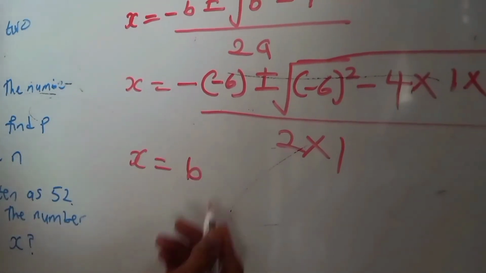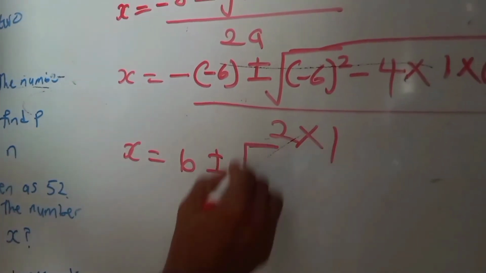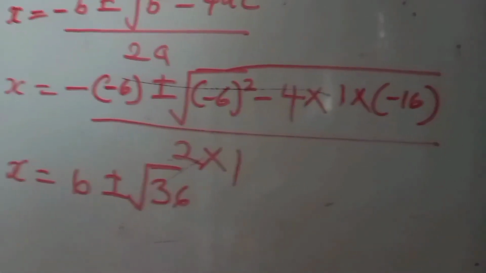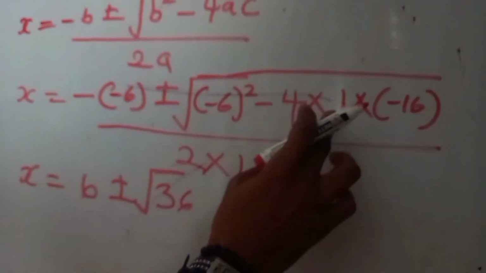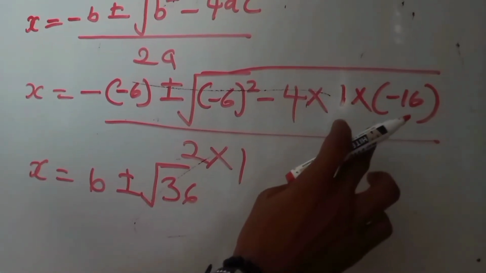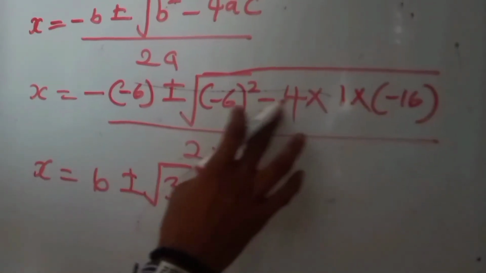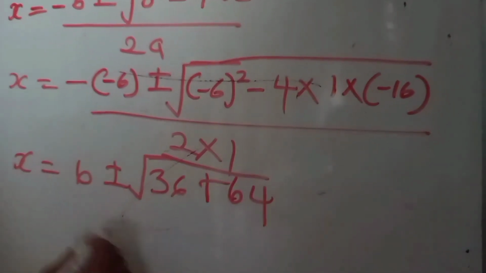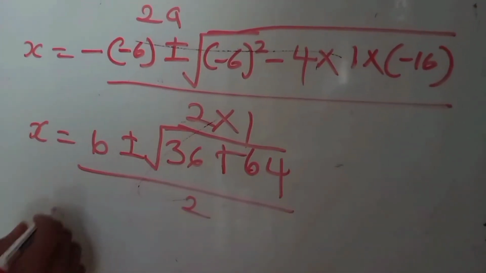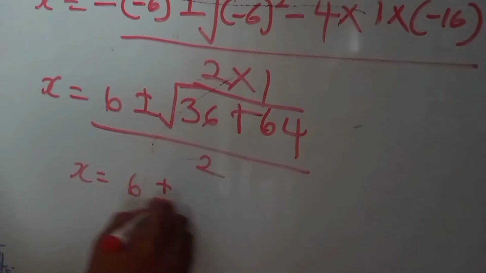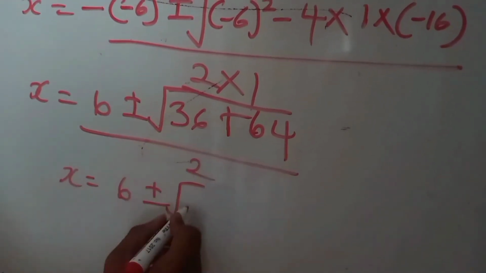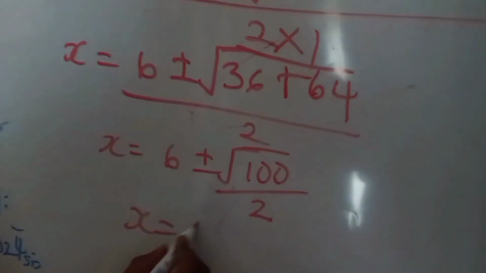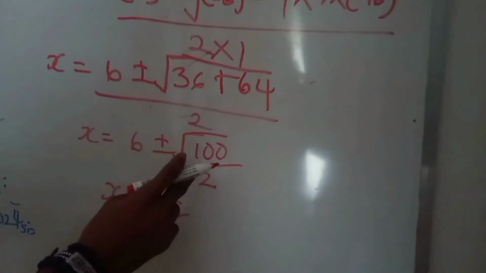So 6 plus or minus. Minus 6 times minus 6 is 36. Minus 4 times 1 times minus 16 is plus 64. Over 2 times 1, which is 2. x equals 6 plus or minus, 36 plus 64 is 100, over 2. x equals 6 plus or minus the square root of 100.